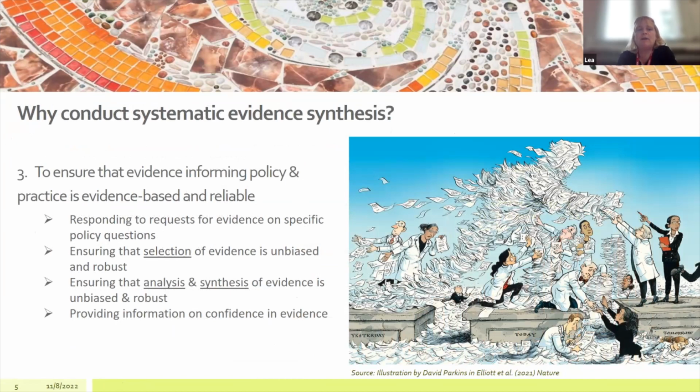So related to the last point, this is really about if we want to inform policy and practice and we want those recommendations to be evidence-based and reliable. Systematic evidence synthesis allows us to respond to requests for evidence on very specific policy questions. And in doing so, ensuring that we have an unbiased evidence base, that the evidence that we're drawing on isn't just convenience, but we're actually looking in all the corners for relevant evidence. But also that the analysis and synthesis of the evidence is unbiased and robust. So it's not just what evidence we use, but how we analyze that evidence.